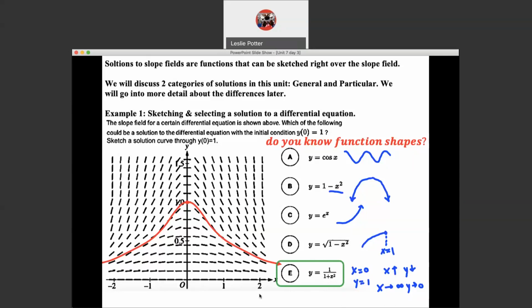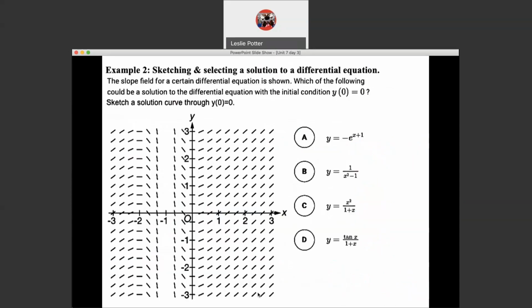Okay, so try this one on your own. Stop the video. So, sketching and selecting a solution to a differential equation. It's the same as the previous example. We're going to sketch a solution curve through 0, 0. It's right here. Okay, so get your point set up. Look for your horizontal and vertical asymptotes. I see a vertical asymptote on this one, just to give you a hint. Okay, so go ahead and try this on your own and start the video when you're ready to check your work.